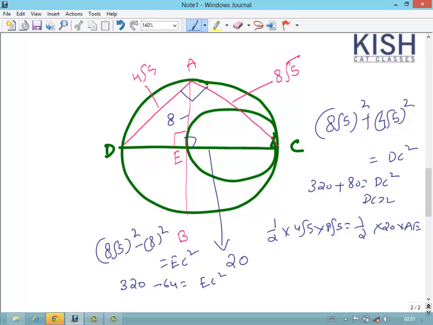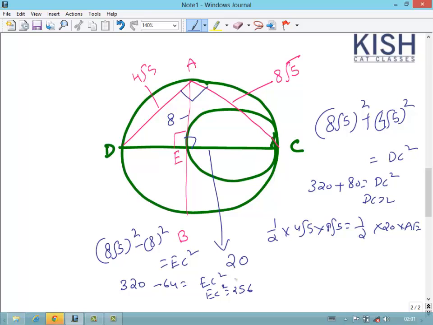How much is it? 256. So EC square equal to 256, so EC equal to 16. So that's it. All you need to identify is that CD is a segment actually, so that is called diameter.